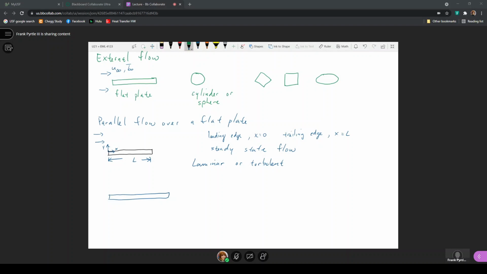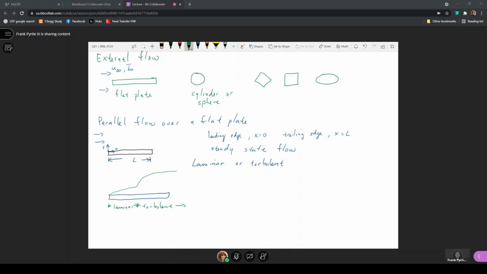Boundary layer that grows, that would be a laminar section and a turbulent section. Let me draw some arrows here. So once there's a transition to turbulent, it's going to stay turbulent.